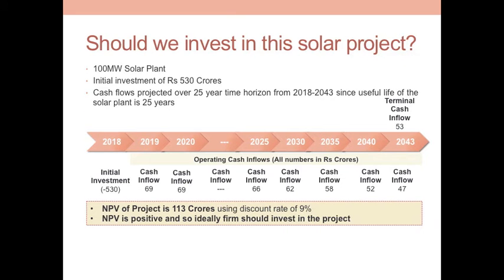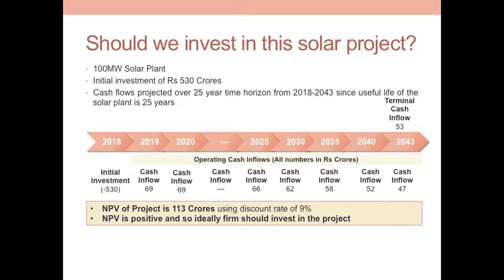Now let's take a closer look at our solar example once again. I worked for many years in the energy industry, and so energy and solar is something which is very close to my heart. So for a typical 1 megawatt solar plant, we typically have to spend 5.3 crores to set up the plant. In this case, we're looking at a really big solar plant of 100 megawatt, and so our initial investment has to be proportionately higher at 530 crores.